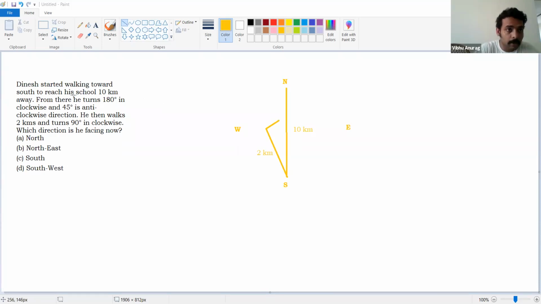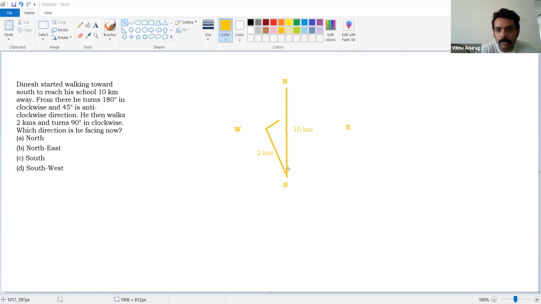See, he starts walking towards the south. So this is the direction he's walking. Then he turns 180 clockwise and then 45 anti-clockwise. So this is what you get. And he walks for 2 kilometers in this manner. Then he turns 90 degrees clockwise. So this is the direction he's facing now. So that cannot be southeast. It must be northeast only.